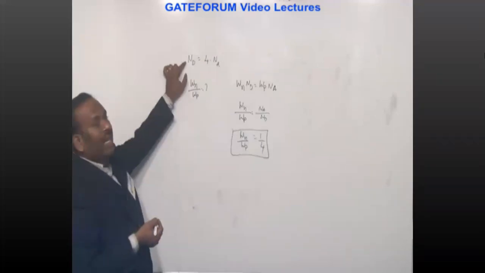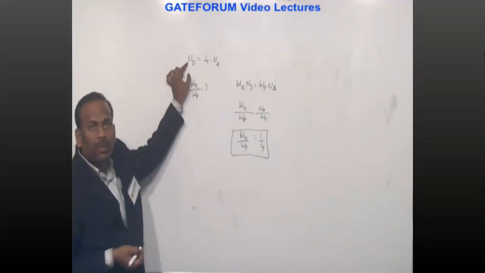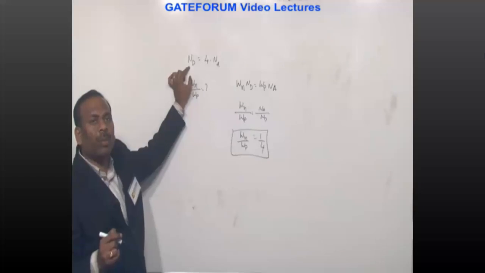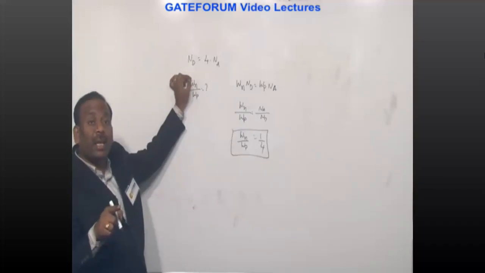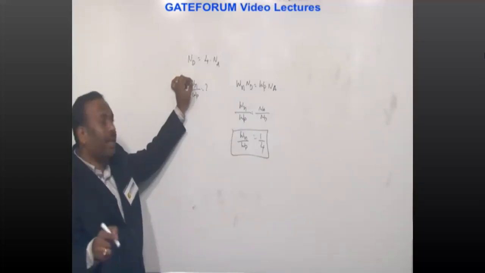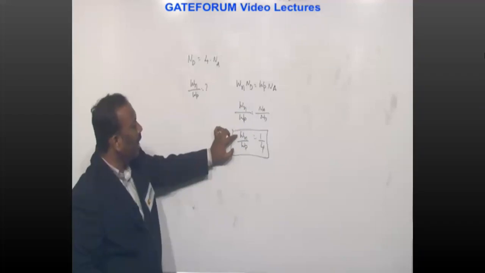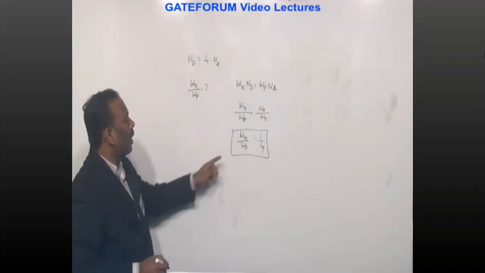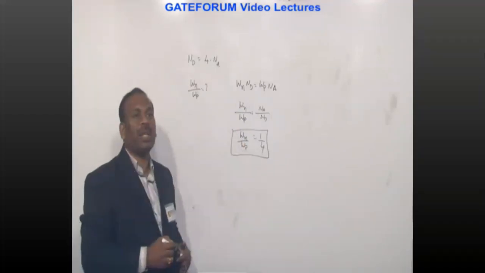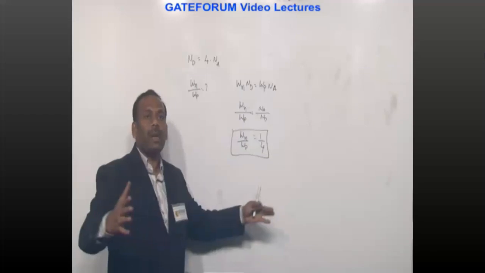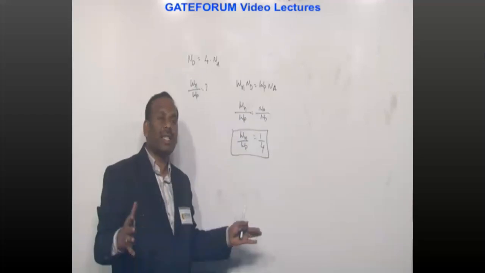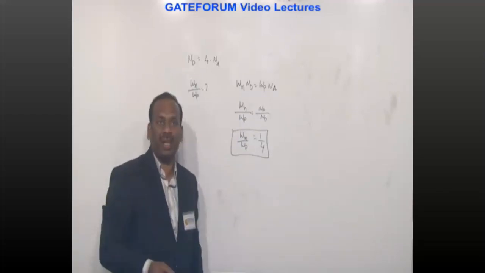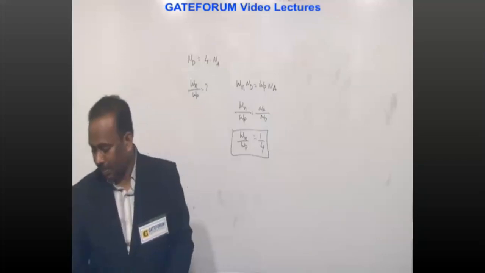See, the n-type semiconductor is heavily doped. The depletion layer penetrates more into the lightly doped region. Therefore, the width of the depletion layer on the p side is more, so WP equals 4 times WN. The width is larger on the p side and smaller on the n side. That satisfies it. Next problem.